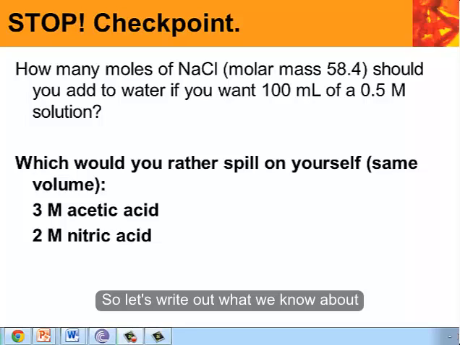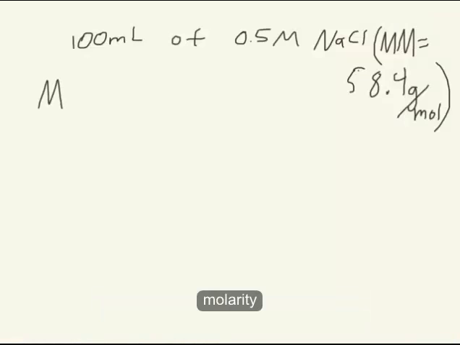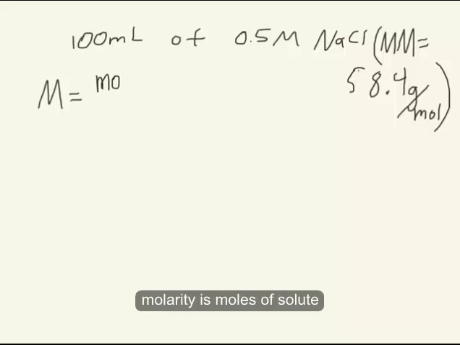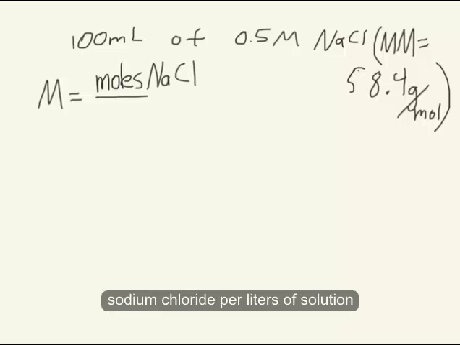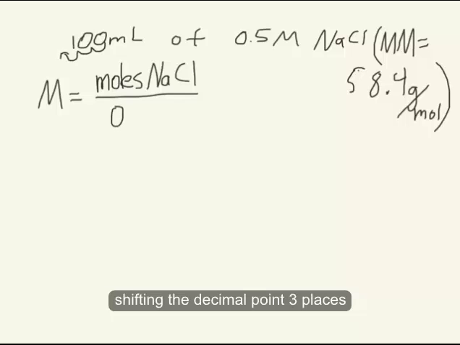So let's write out what we know about molarity. Molarity is moles of solute, which in this case is sodium chloride, per liters of solution. So we don't want to put 100 milliliters down here. We want to convert this to liters by shifting the decimal point three places, right behind the one.